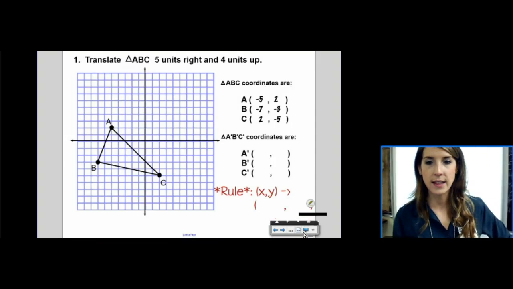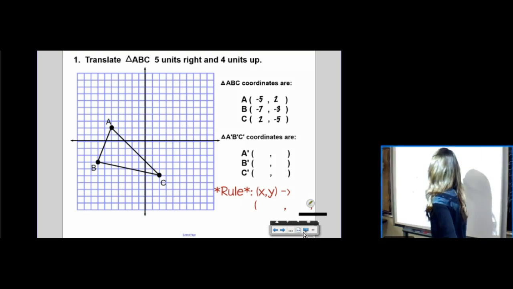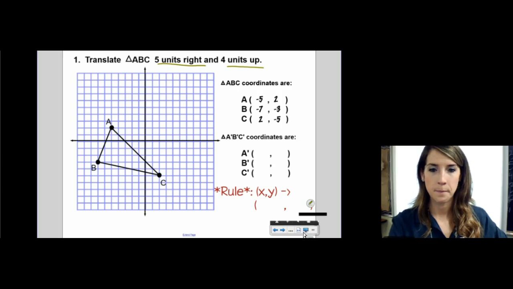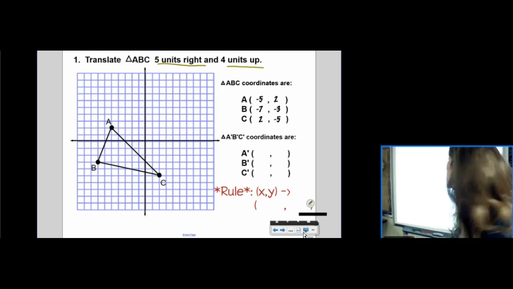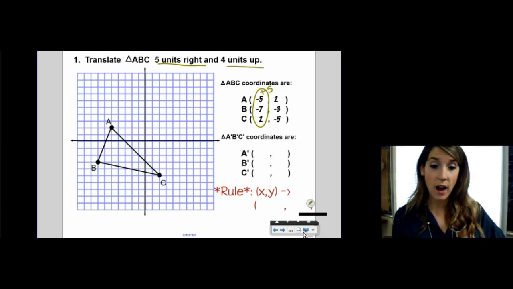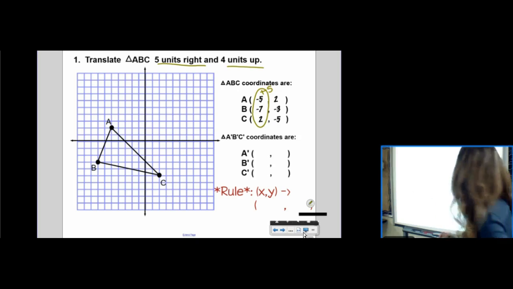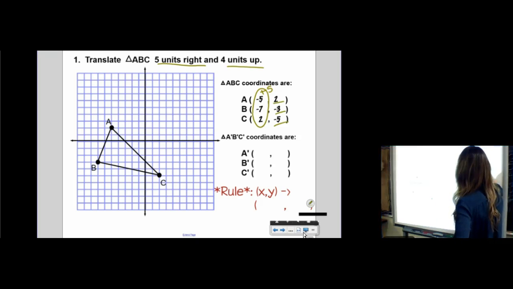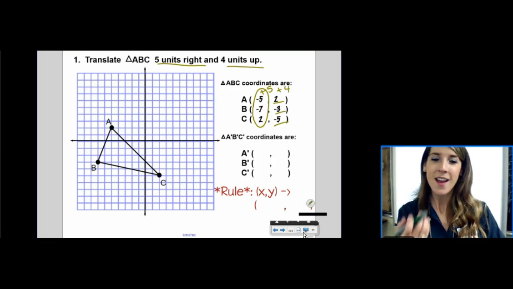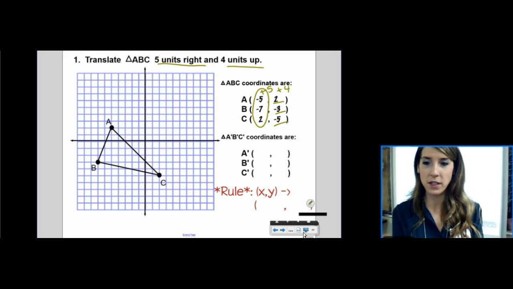How would I translate this figure 5 units right and 4 units up? How would I do that? Okay, so you're saying x plus 5, I could take all my x's, and I could do it numerically. I could take all my x's and add 5 to them, right? And I could take all my y's, you're saying, and add 4 to them. That was the rule we were supposed to discover by doing it. And yeah, Jessalyn said move the dots accordingly.